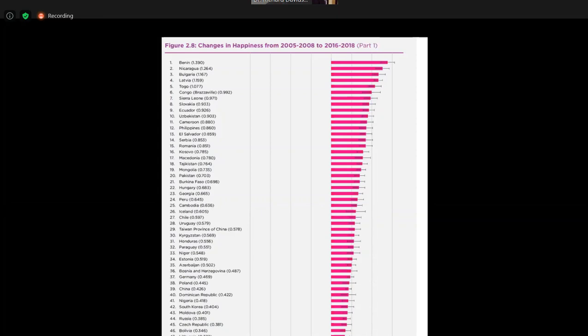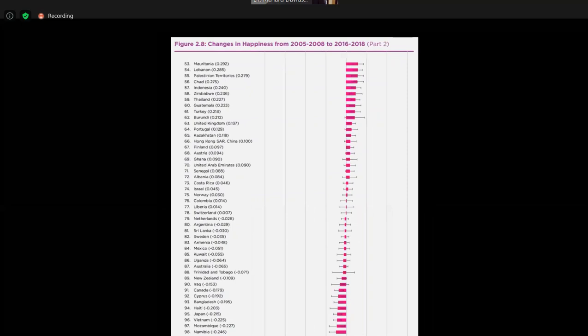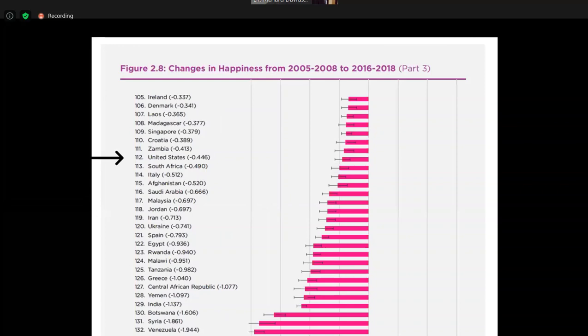And I want to show you where the U.S. falls in this list. So this is countries 1 to 52, 53 to 104, and this is the final group of 105 to 132. And the United States is 112 out of 132 countries in showing the greatest decrease in happiness over the last 10 years. We're surrounded by Zambia and South Africa. And so you can see that there are many countries who have really not done very well over the last 10 years. You can also see Denmark here, for those friends from Denmark, is 106. So although Denmark did well in the rankings, they've actually gone significantly downward in their reports of happiness over the last 10 years.